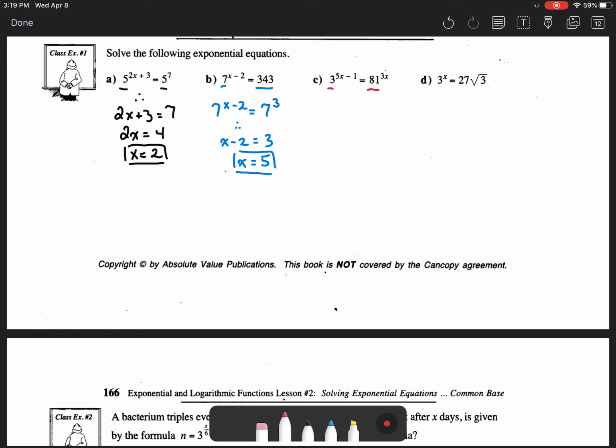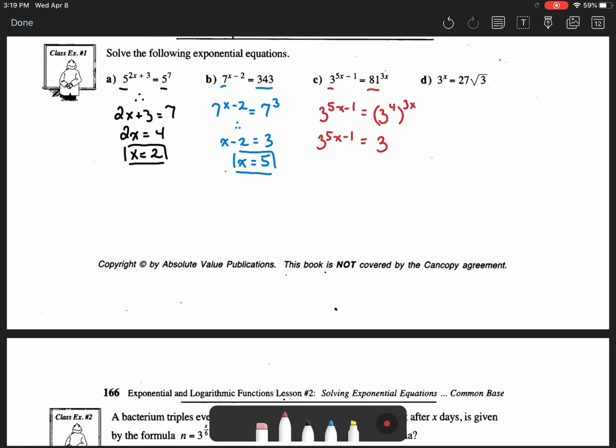All right, in C, very similar here. I look at the values there. They are not the same base, but I know I can actually write 81 as a power with a base of 3, and that is 3 to the exponent of 4. So 3 to the exponent of 4, there's your value of 81. I still have to raise it to an exponent of 3x.